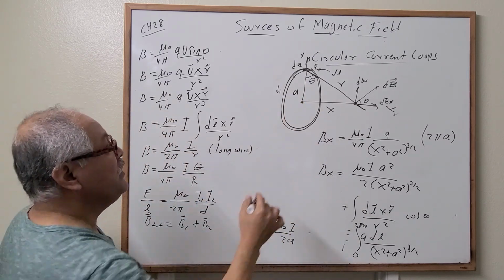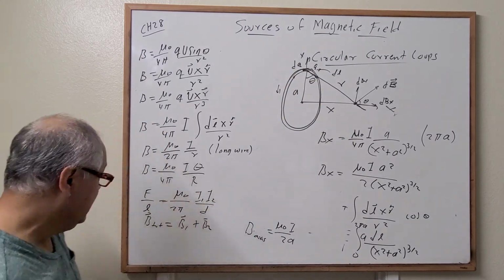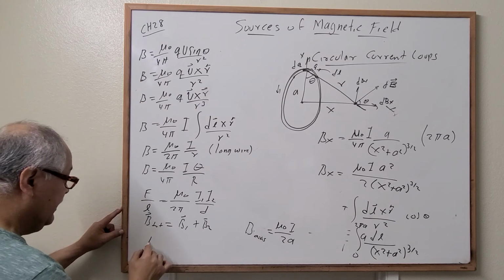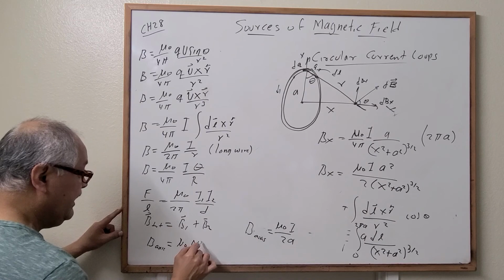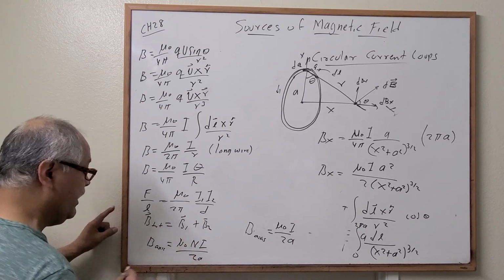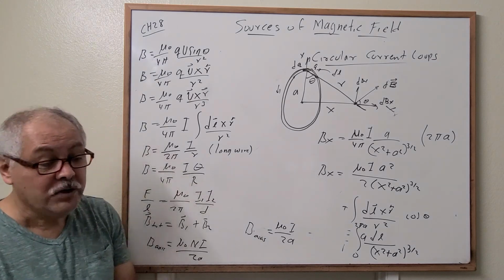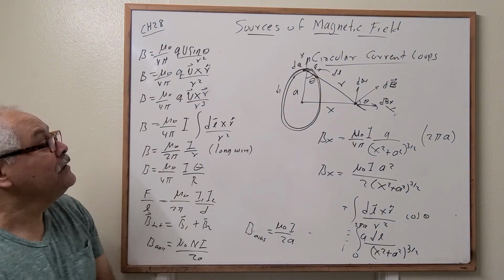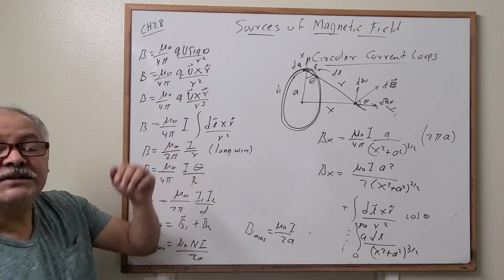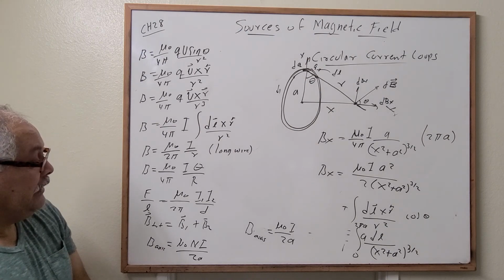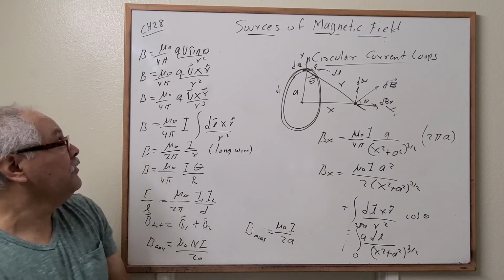Now, in general, imagine that we have more than one loop. We have N loops. When we have N loops, the magnetic field at the center is equal to mu naught times N times the current divided by 2a, where a is the radius of this circular loop. Okay, perfect. With this, we finish this analysis. This is half of chapter 28. And let's continue in the second half for this chapter.